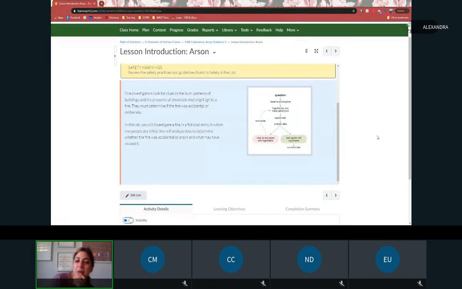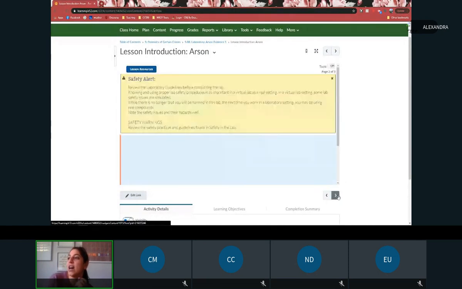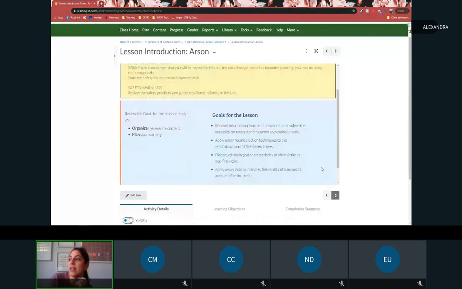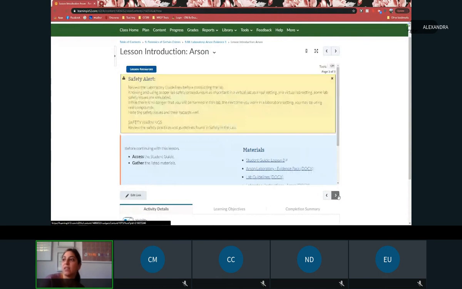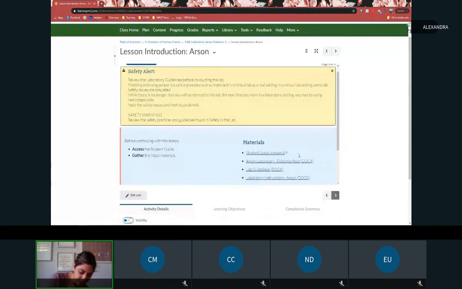All right, so let me know when the rest of you are ready and we will move on. I'm going to go ahead and click over a little bit. So remembering that the goals of our lesson is to recover information from a crime scene that involves understanding arson and explosion, and then applying that reconstruction techniques to figure out if it's a fire-based crime. We're going to look at biological characteristics of victims in the fire versus non-victims, and then apply data to interpret the validity of a suspect's case. Oh my gosh, this thing is very tricky.